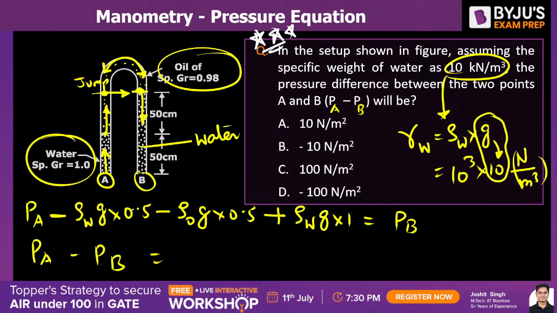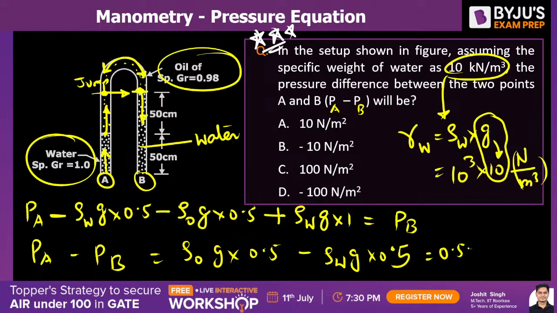So what will be the expression? Can we write density of oil into g into 0.5, then minus density of water into g into 0.5, isn't it? Your answer should be negative. So it will be 0.5 into 10 into density of oil minus density of water.